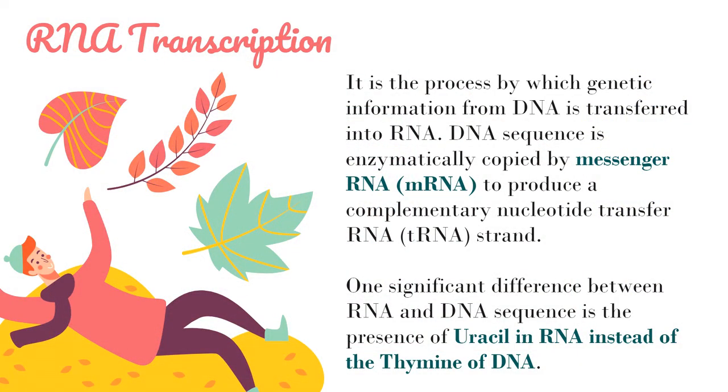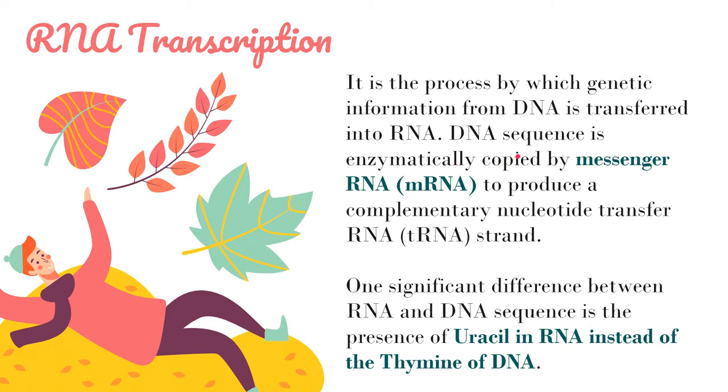So the first step right after DNA replication is RNA transcription. This is the process by which DNA is copied into RNA. The DNA sequence is copied by a messenger RNA, or mRNA, to produce a complementary nucleotide RNA strand. This is still a single-stranded RNA molecule, but its purpose is to transcribe, to copy the DNA. Therefore, the letter M is attached at the beginning, making it a messenger RNA.